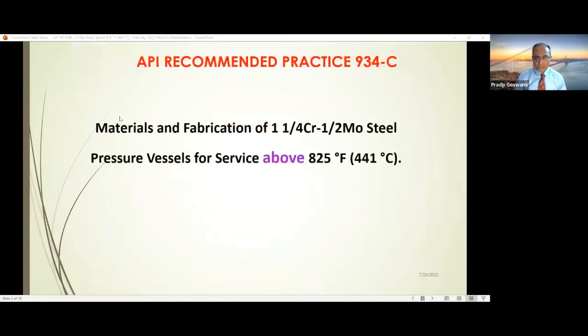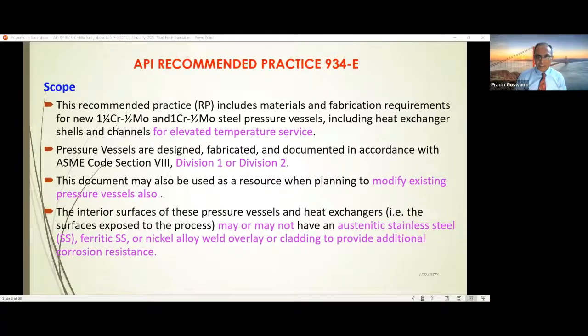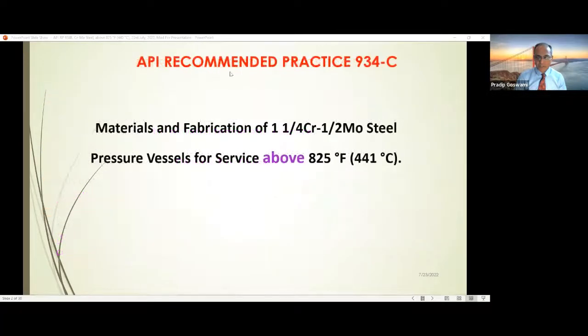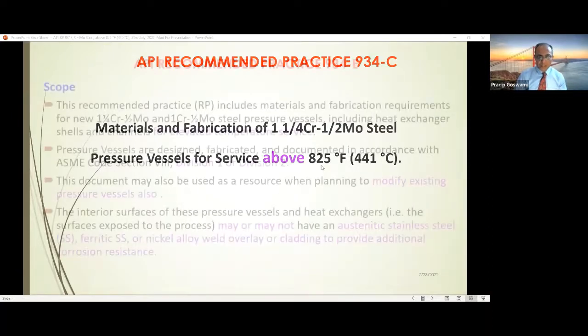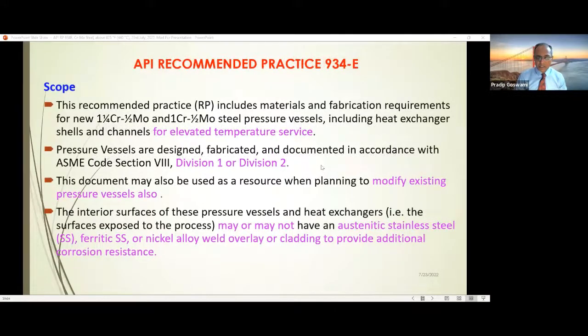This part of this lecture session is on API 934E, which talks about materials and fabrication of 1¼ chrome and half moly pressure vessels for service above 440 degrees centigrade or 825 degrees Fahrenheit. In continuation, the recommendations are in line with API 934A and 934C, what we discussed earlier, rather I would say 934C, because 934A is a lot more detailed.